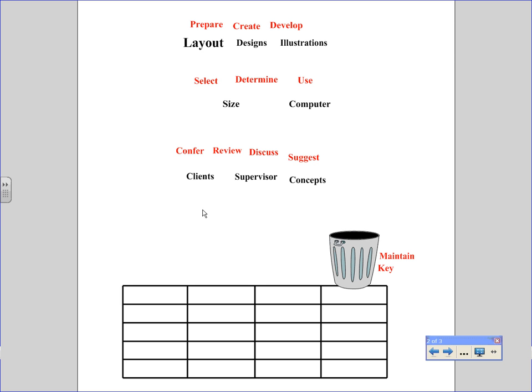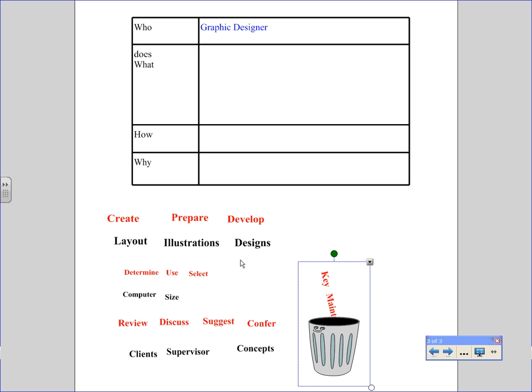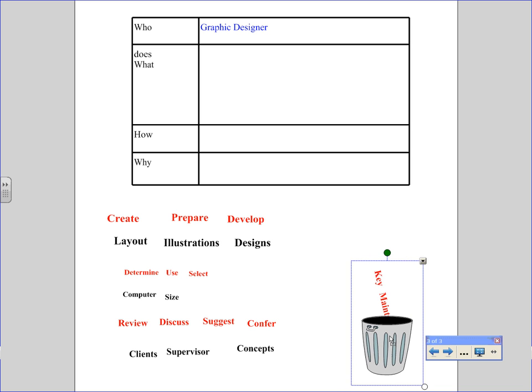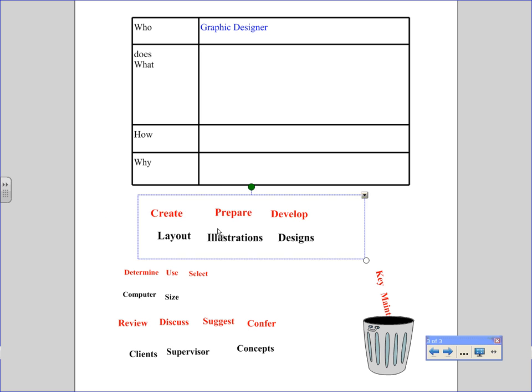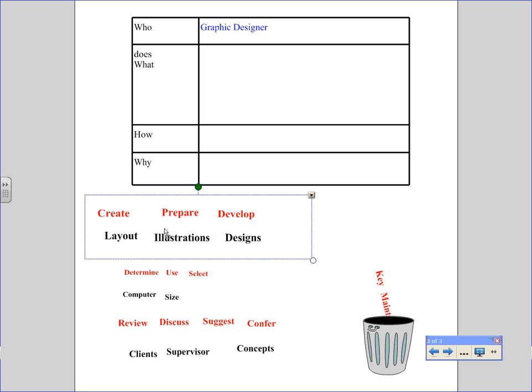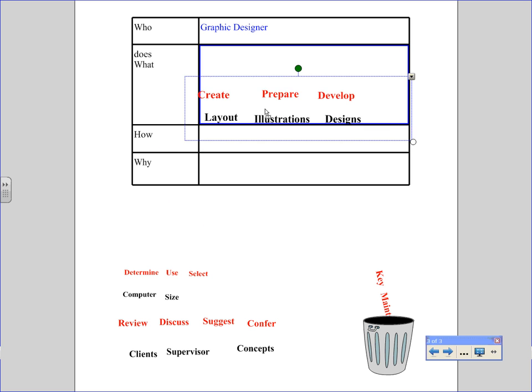Now we have to take these words we've sorted out and we have to decide how we're going to write a summary with them. Keep in mind we threw away key and maintain. Okay, when you write a summary for this particular project, you're going to organize it or structure it in this way. Who, does what, how, and why. If you write a summary that follows that model, then your summaries can't go wrong. Well, they could go wrong, but hopefully they won't.